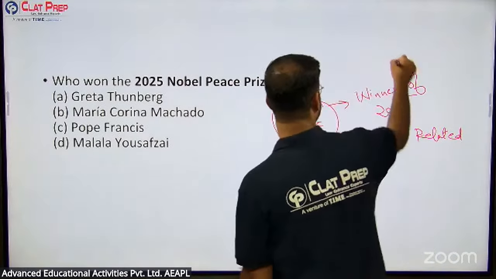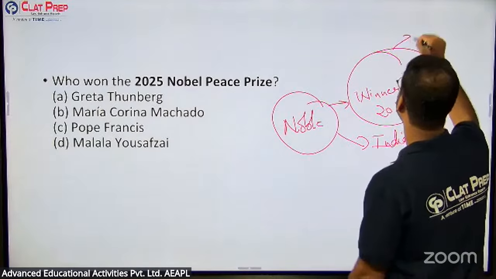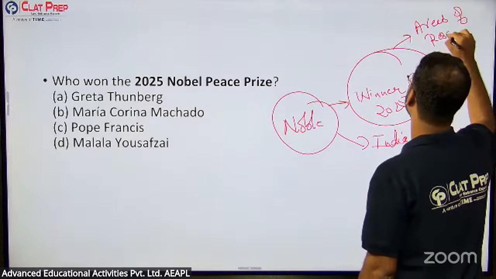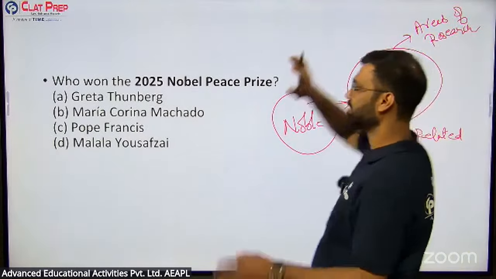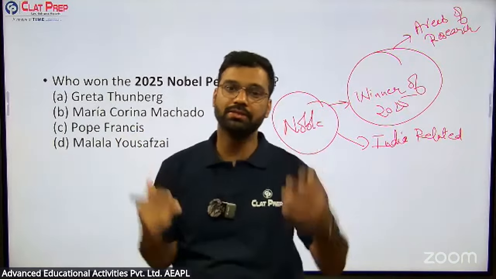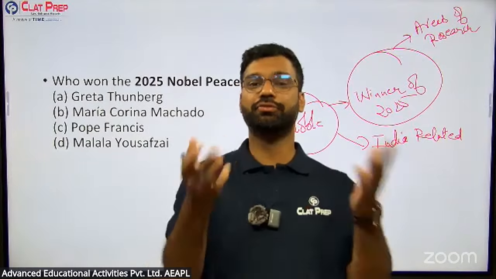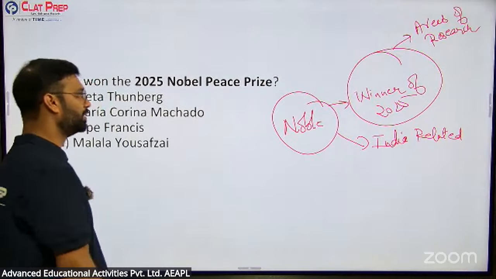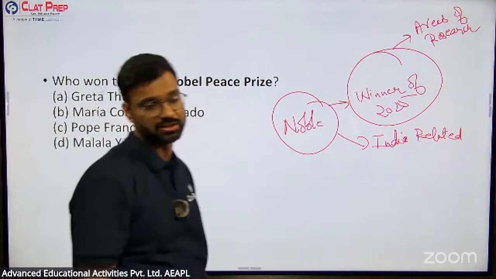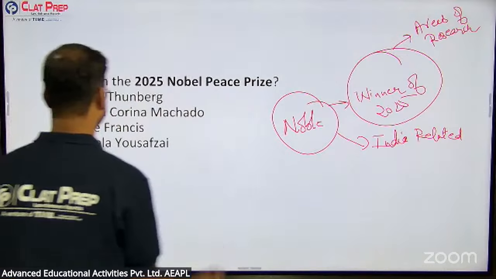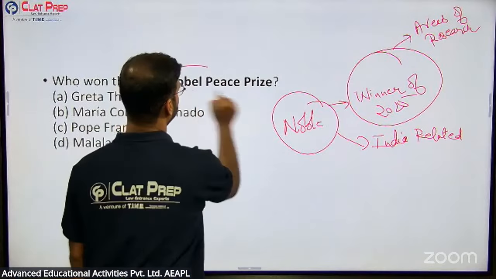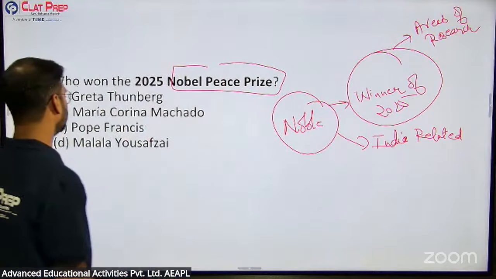And also the list of winners of 2025 and the areas of research. For example, this year, a certain person has won the Nobel Prize in medicine. What was the area of research for which they got the Nobel Prize? That is the information that will be asked in the form of questions in AILET, right? That we have to focus on. Now, the question is, who won the 2025 Nobel Peace Prize? Nobel Peace Prize winner we have to recognize.